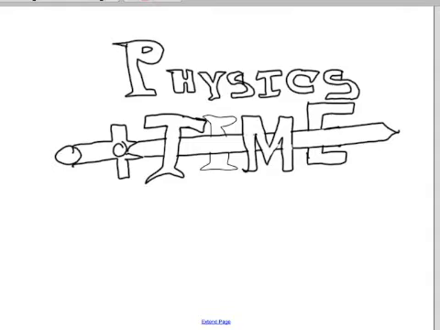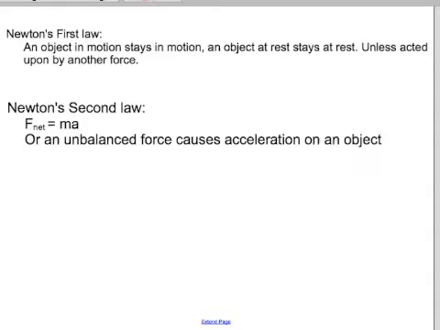So first, I'm going to introduce you to just two of Newton's three laws, just the first two. Newton's first law says an object in motion stays in motion, and an object at rest will stay at rest, unless acted upon by another force. This basically means objects will keep doing whatever it is they're doing until you interact with them. That's why your cereal doesn't go flying off the shelves for whatever reason, unless you go over there, pick it up, and then throw it.